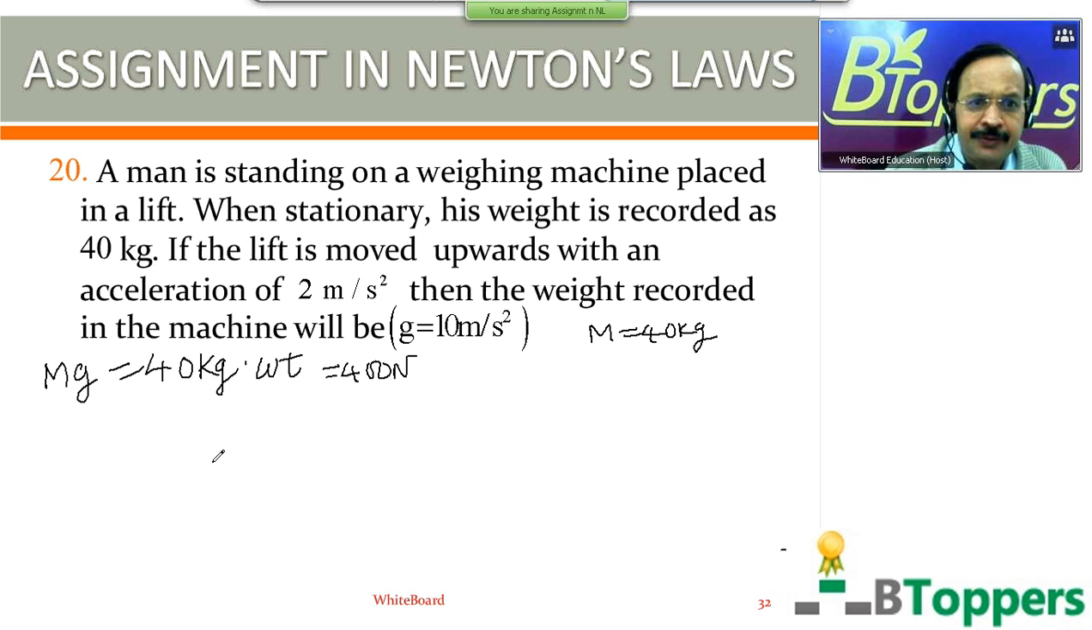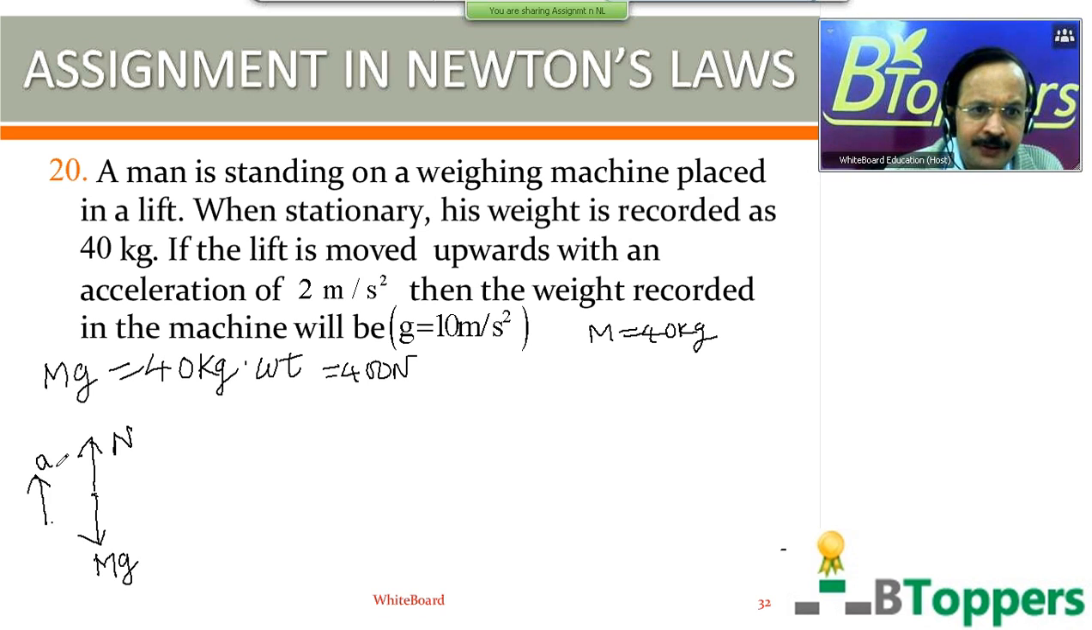So when the lift is moving upwards with an acceleration of 2 meters per second square, as explained earlier, for a body resting on the floor of the lift, two forces will be acting in opposite directions. One is its weight mg, which acts vertically downwards. Second one is the normal reaction force, which acts upwards. Here N is the magnitude of the normal reaction force which acts upwards.